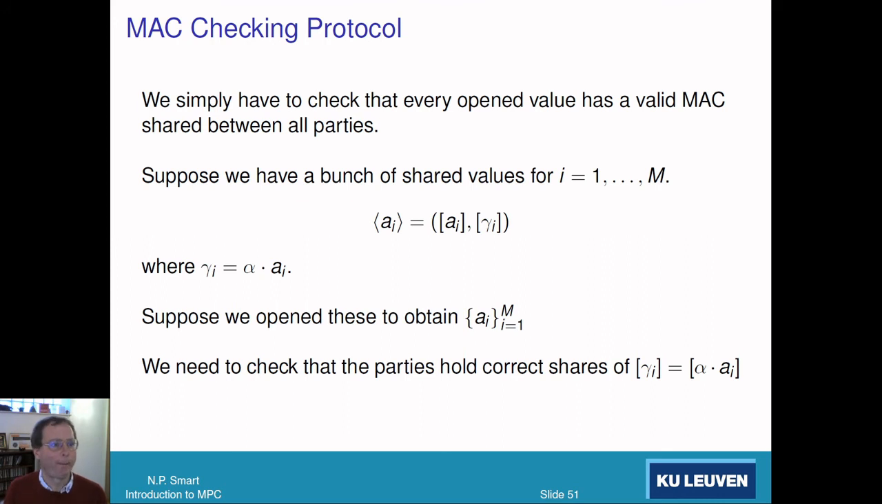Okay, so this is what's called the MAC check protocol. For Q2 it's often called a hash check protocol. Here it's called a MAC check protocol because we're not checking a hash anymore, we're going to check a MAC. So we've got a bunch of values that we've opened.